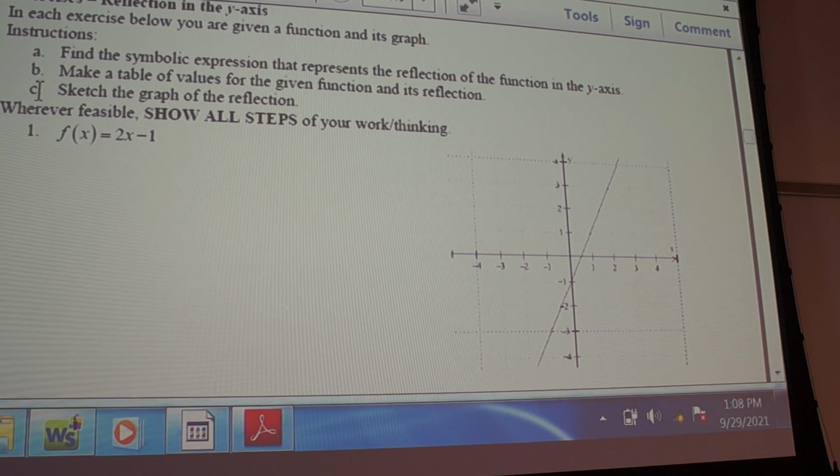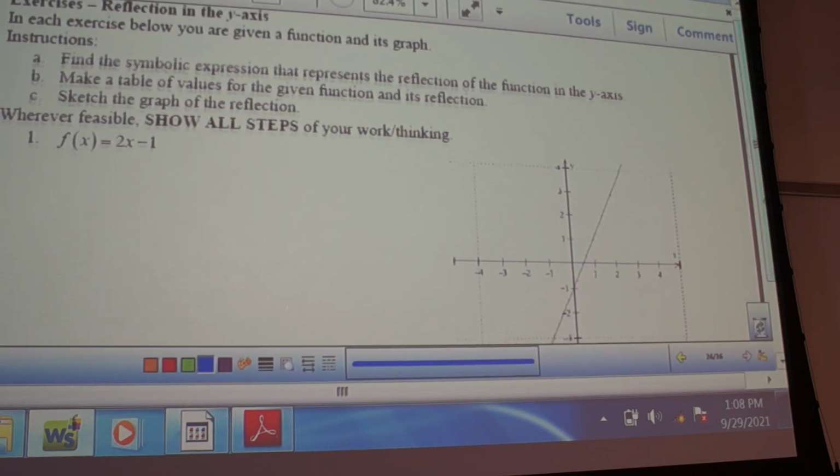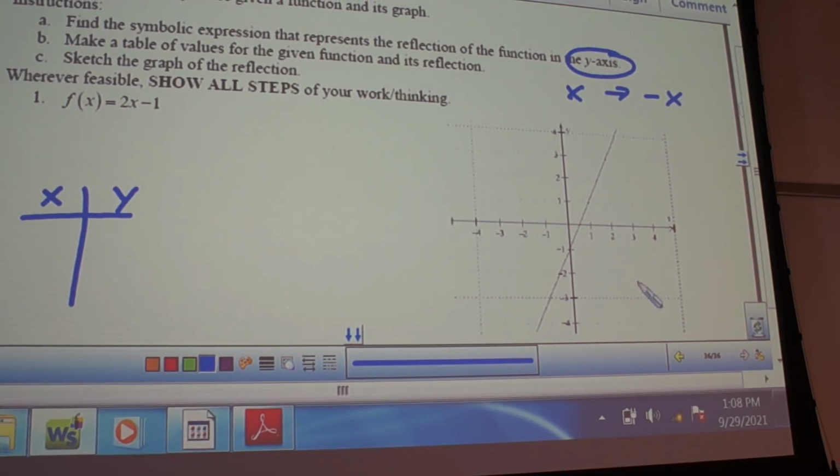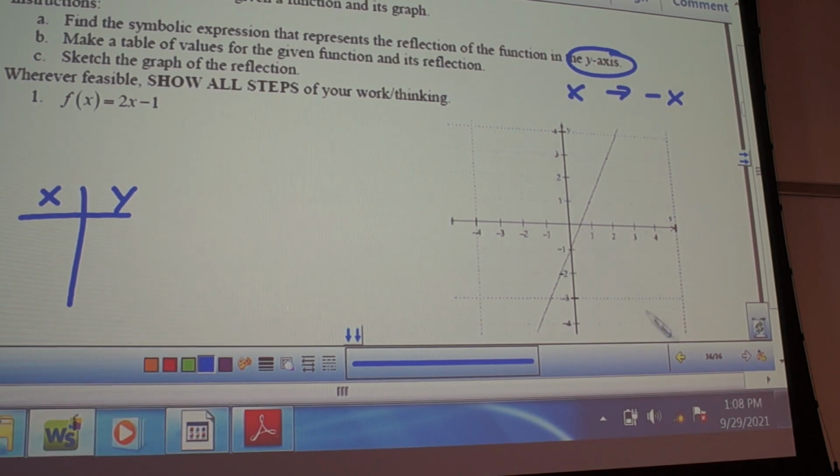First, we're going to find the symbolic expression that represents a reflection of the function in the y-axis. So we're going to reflect it across the y-axis, which means that x becomes negative x. We're going to replace x with negative x. Then we're going to make a table of values, just 3 values for x and y. Pick 3 values, like 0, 1, 2, or -1, 0, 1, any one of those will work. And then graph the new function, and then confirm that it's a reflection of this first function.